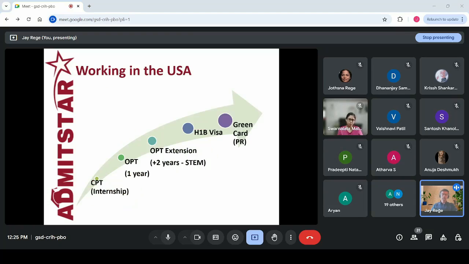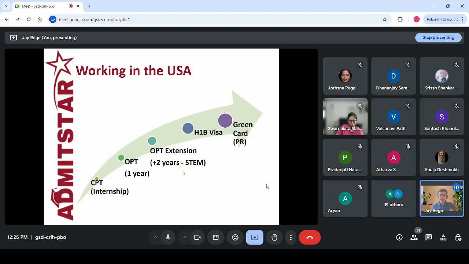And this is how your overall, I mean, this is just one slide I put in for you to understand how these work in the US. When you have to work in the US, the first thing is your internship, for which you will need the CPT. The next thing is, after you graduate, for all masters you get 1 year of OPT. OPT is optional practical training, that is like the work permit that you get after you study in the US.